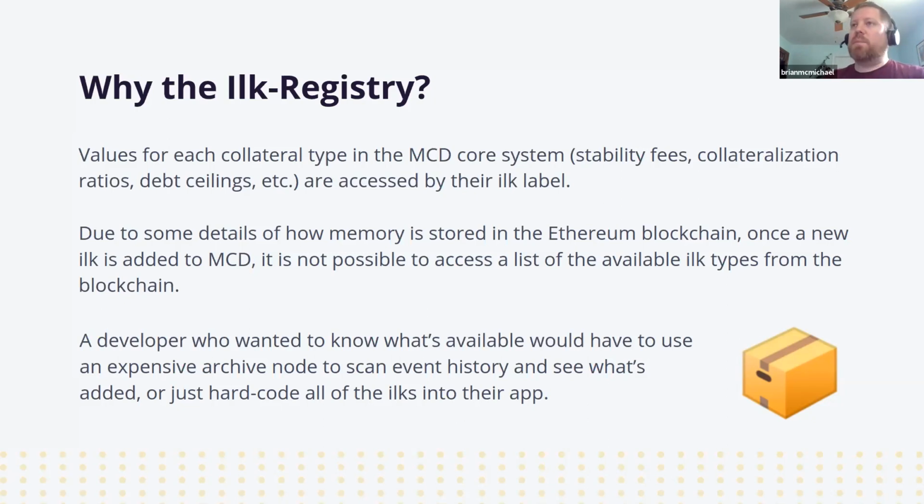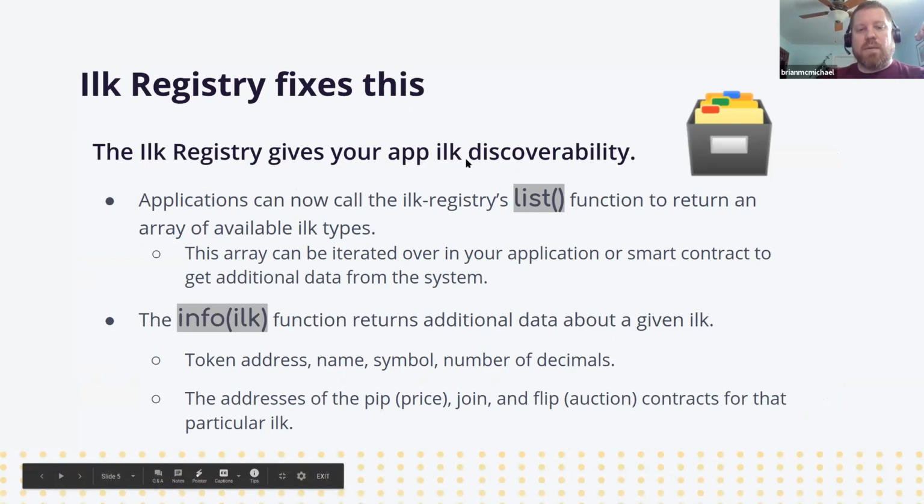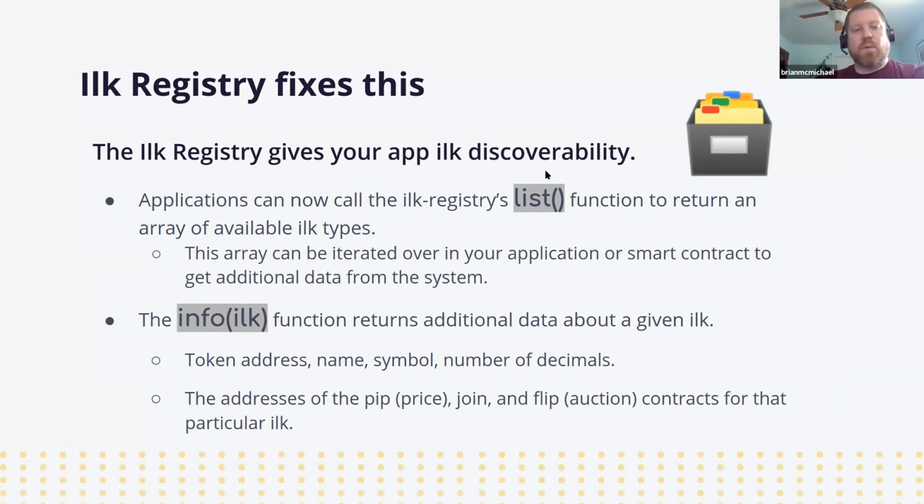So that was a problem for us and for integrations to not have a good source of that. And as we continue to add new collateral types now rapidly, it's getting to be harder and harder to keep track of what's coming in and going out. So the ilk registry fixes that problem. It gives our apps and your app on-chain discoverability of those ilks. Anyone can call a list function on the ilk registry, and that'll return basically an array of the available ilks, bytes32 types. You can iterate over this in your application or smart contract to get additional data out of the system.